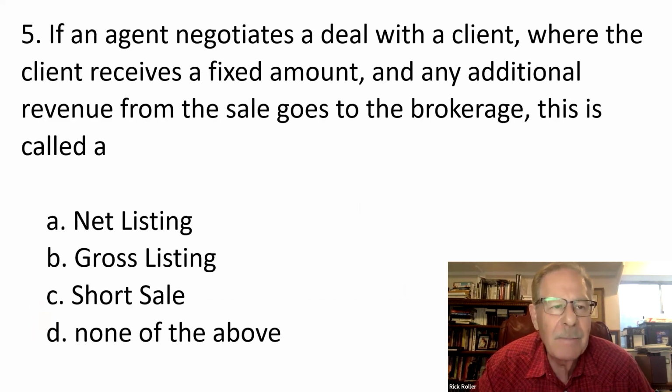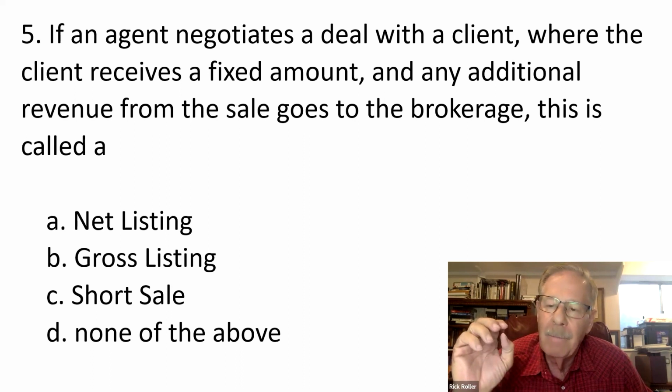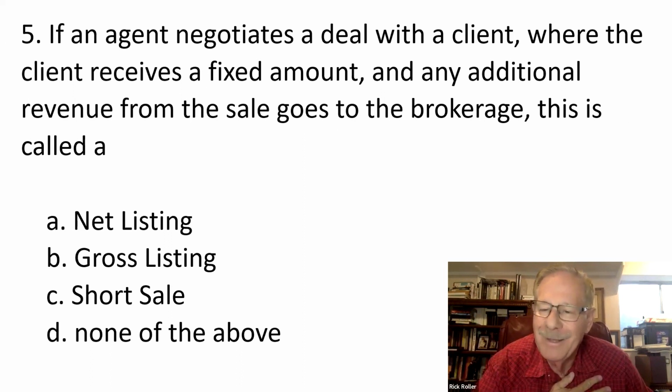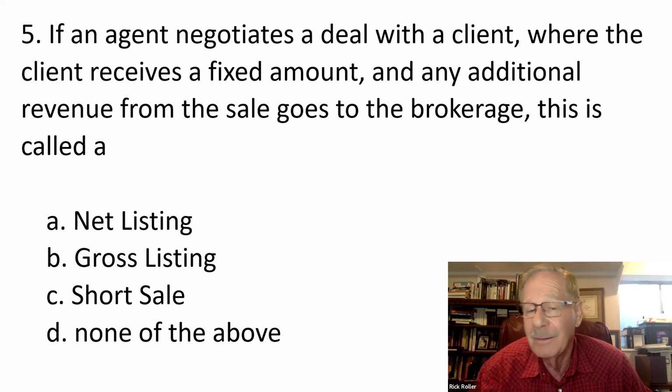Okay, number 5 is fun because an agent negotiates a deal for a client where the client receives a fixed amount and any additional revenue over that sale goes to the brokerage. Wow, okay, how much do you want to net out of this thing? Oh, I want to net this, and here are some of the expenses, and here's my loan payoff. Great, okay. Anything above that I get to keep, right? Okay, so that all adds up to like $40,000, and you want to make 10, so that's $50,000. So if I sell for 65, I get 15 grand, right? That's called a net listing, and they're illegal.